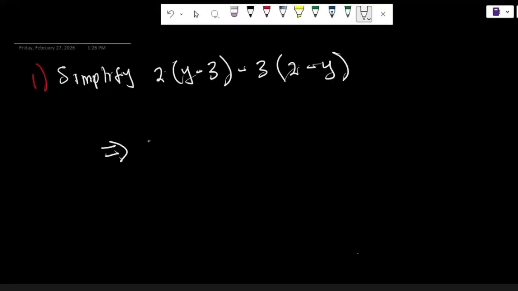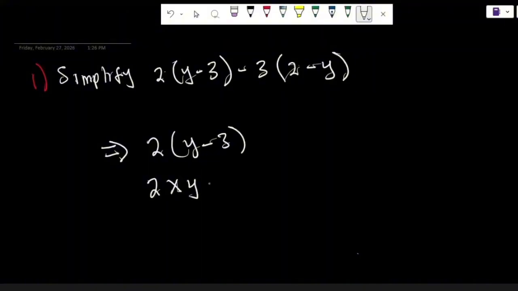So the first part here is 2 times (y minus 3). In order for us to eliminate the brackets, we have to multiply 2 by everything that is inside the brackets. So 2 times y and then 2 multiplied by negative 3. So here we're going to get 2 times y. This is the first part. And then we're going to multiply 2 times negative 3.